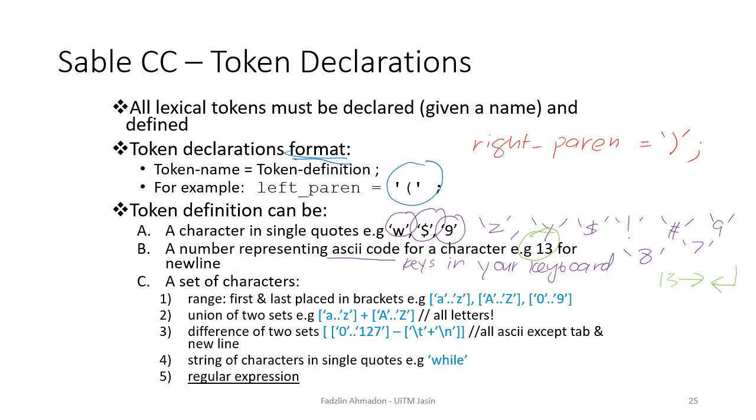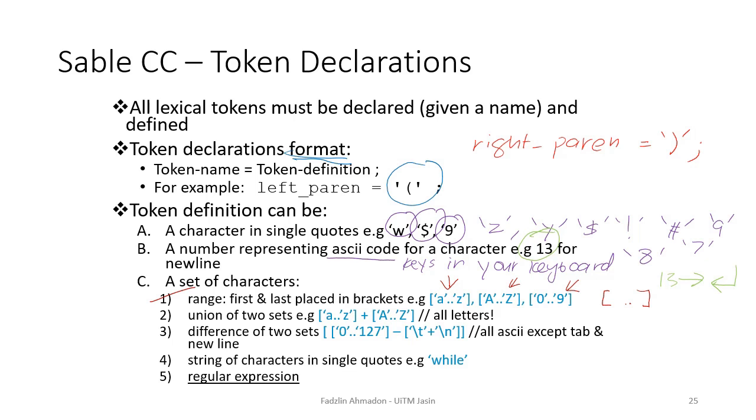Okay, a token can also be a set of characters. The set of characters can be a range. So if you define it this way, it means all lowercase letters from A until Z. And this is all capital letters from A to Z, and this is all numbers from 0 to 9. So if you want to define a range, you must enclose them in square brackets and you have this double dot in the middle. Okay, next.